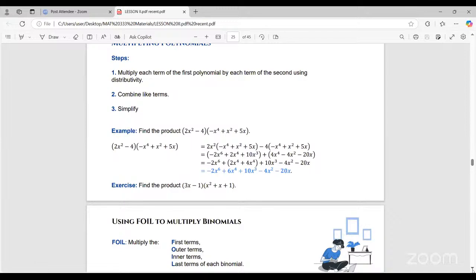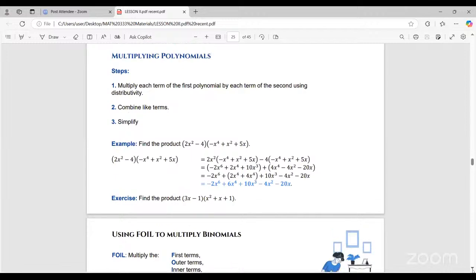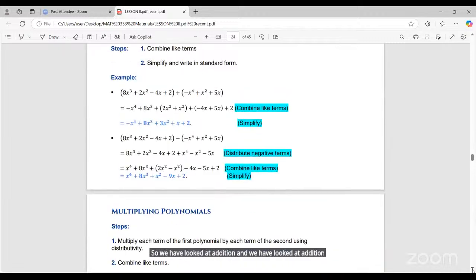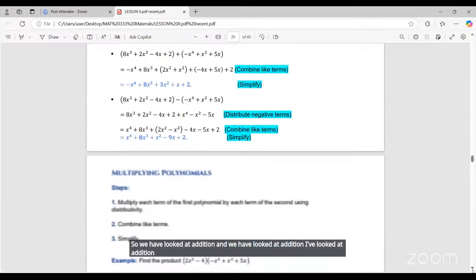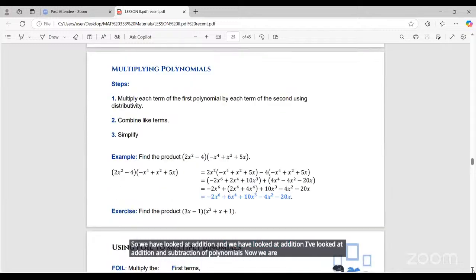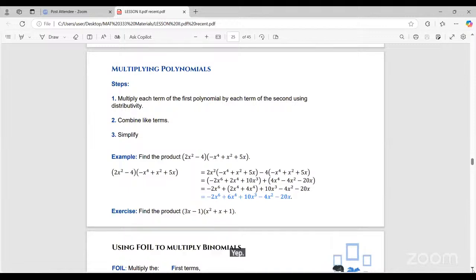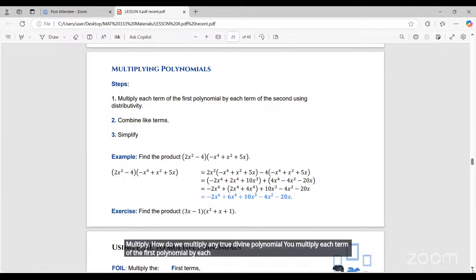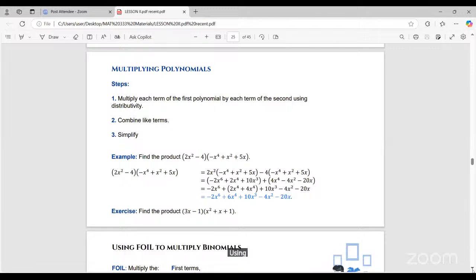So, MTH 101. We have looked at addition and subtraction of polynomials. Now we are going to multiplication of polynomials. How do we multiply any two given polynomials? You multiply each term of the first polynomial by each term of the second using distributivity. You combine like terms, then you simplify. That's the procedure you follow.